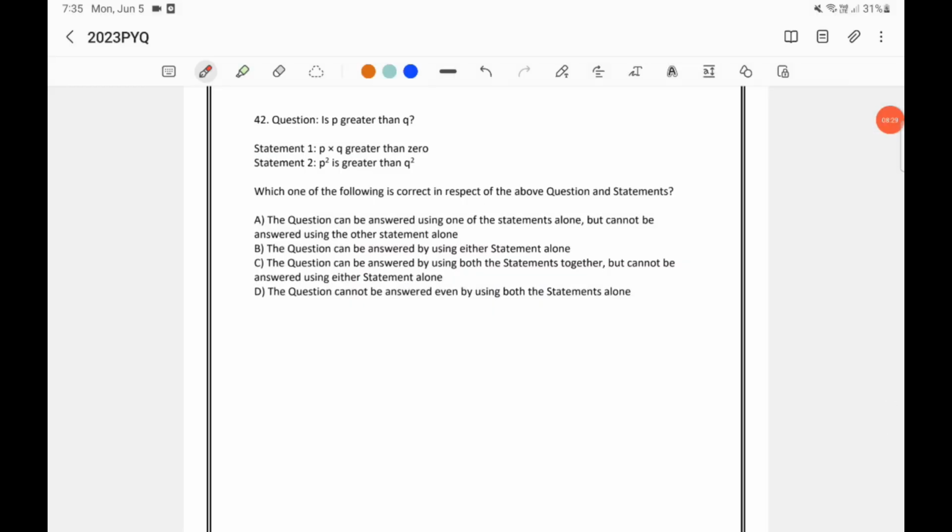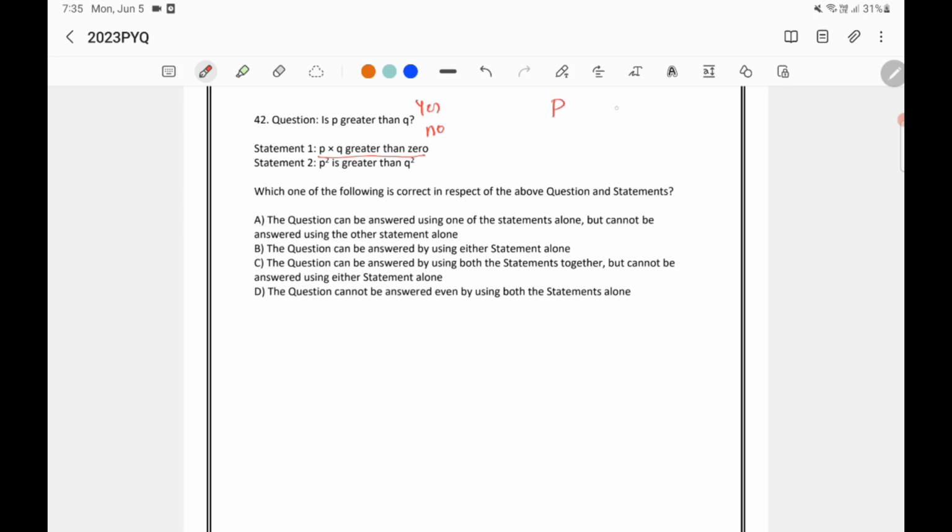So now let us look into the next question. It's a question actually, is P greater than Q? Okay, we need to give a yes or no answer here. So let's see whether we can answer this question or not. Now statement 1 says that P into Q is greater than 0. So here the question is, is P greater than Q?